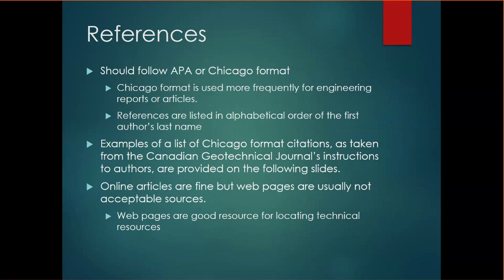One word of caution, online articles are fine, but web pages are usually not an acceptable resource. So if you're using Wikipedia, that's generally not an acceptable resource. Web pages are good resources for locating sound technical resources, so technical journal articles, technical papers, conference proceedings, that sort of thing. But web pages, be skeptical of the information that's provided on there.